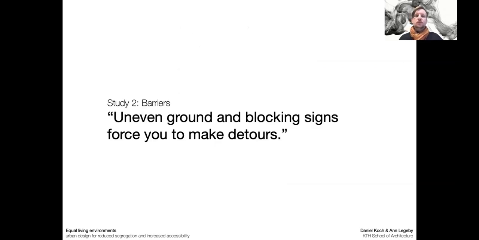And then to the second study. In the second study, we also did a questionnaire together with the disability rights organization. So the quotes here are from that questionnaire. One person said, uneven ground and blocking signs force you to make detours, which is also a way of introducing that if Anne was talking about enablers, now we're going to talk about barriers in various ways.